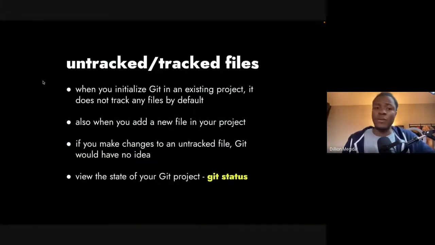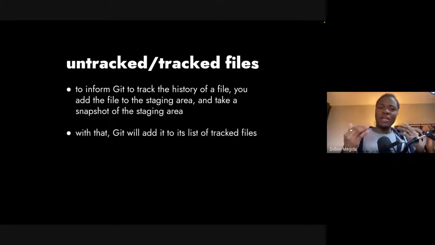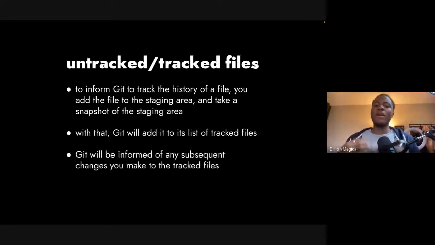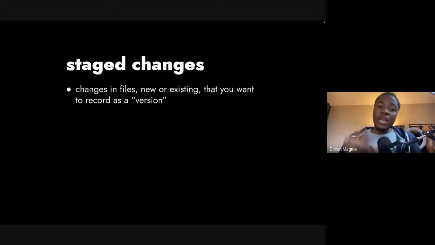So then how do we track files? To inform Git to track the history of a file, you can add the file to the staging area, and then you take a snapshot of the staging area. With that, Git will add it to its list of tracked files, and then when you make changes to that tracked file, Git will be informed. Now, I'm going to show you how to track a file, but first we need to understand what staged changes are. Staged changes are changes in files, new files or existing files, that you want to record as a version.